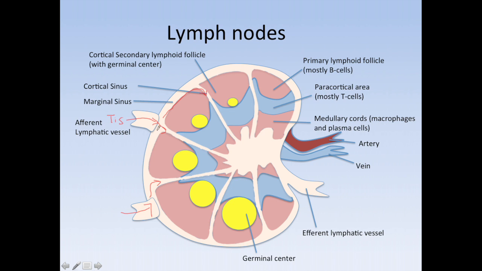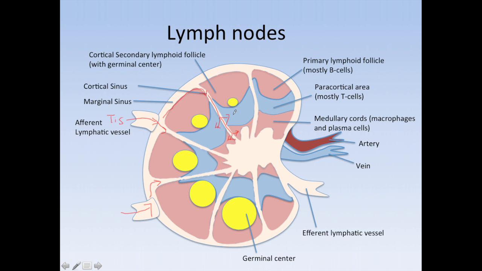It goes into the cortical sinuses, and it can go two different ways. The first: when it gets here, it can go into this blue area called the paracortical area. The paracortical area consists mostly of naive T cells and also activated T cells. Or it can go into the medullary cords, where there are macrophages and plasma cells. These areas are especially important because they express chemokines, which are chemoattractants that bring antigen-presenting cells from the surrounding tissues to the paracortical area and the medullary cords.